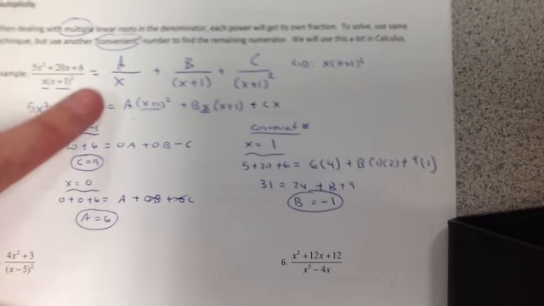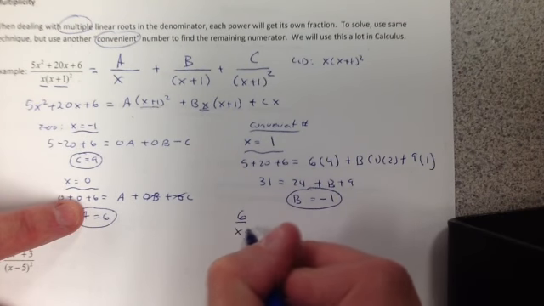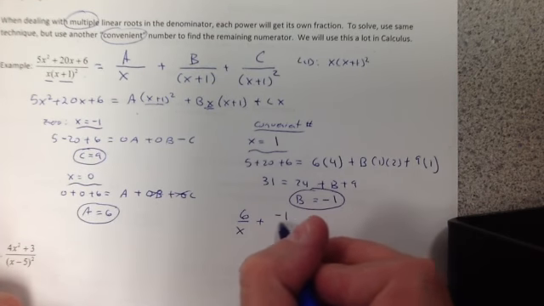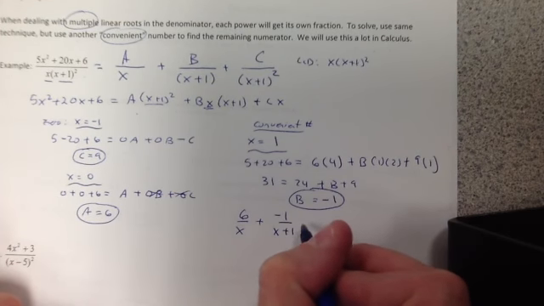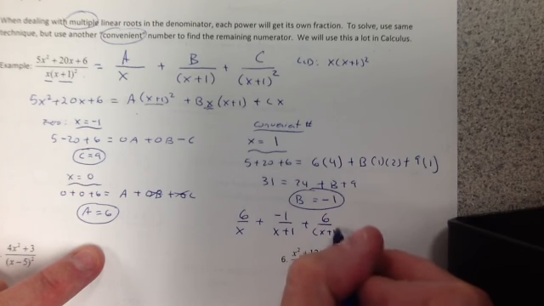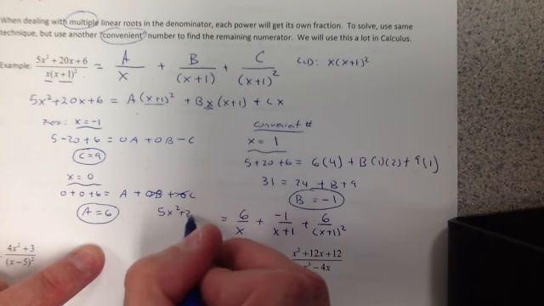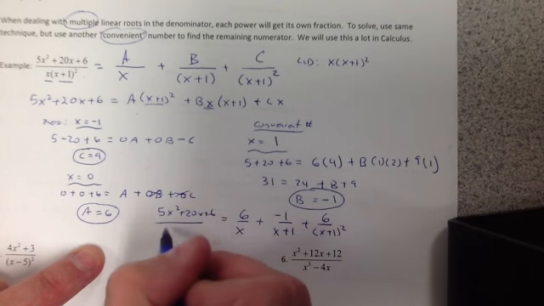And now I have it all out. I can rewrite it now. A, 6 over x, plus B, negative 1 over x plus 1, plus C, which is 9 over x plus 1 squared. And that is the decomposition of our rational function here.